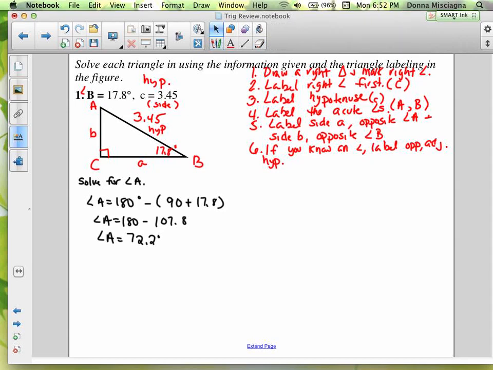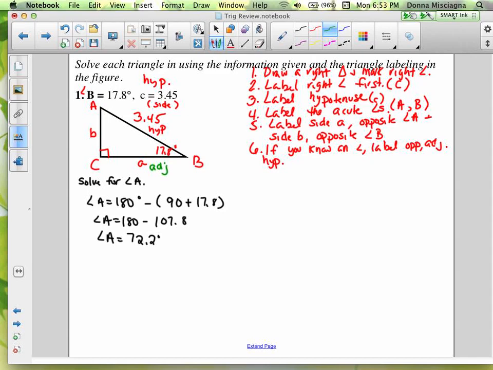Now let's solve for one of our sides. It doesn't matter which one. Let's go alphabetical and start with side A. Now we want to stick with the angle we were given, angle B. Relative to angle B, side A is the adjacent side, and of course 3.45 is the hypotenuse. What trig ratio uses adjacent and hypotenuse? Well, of course, it's cosine.